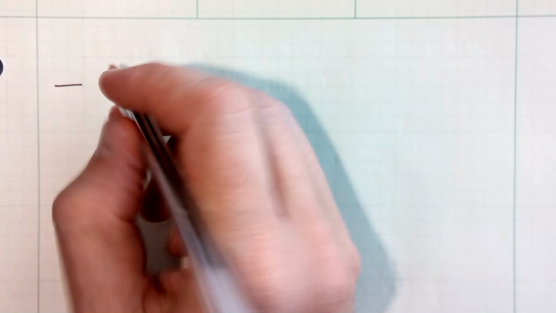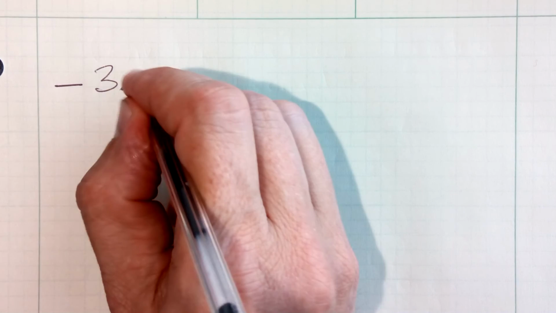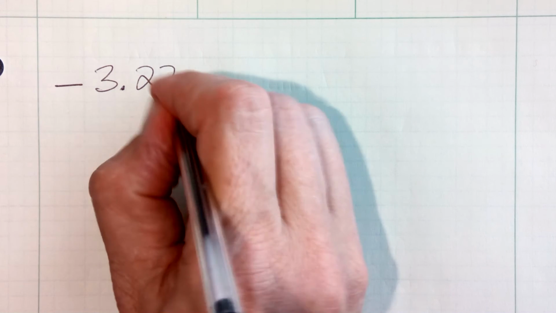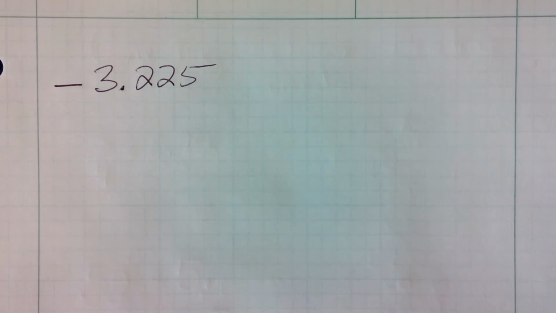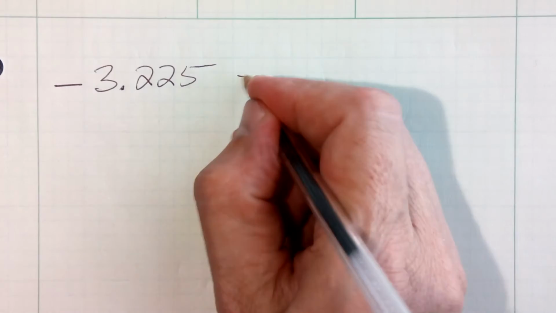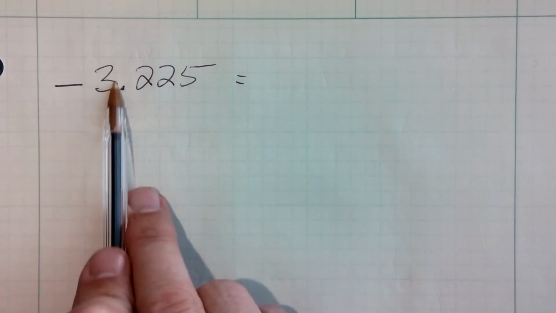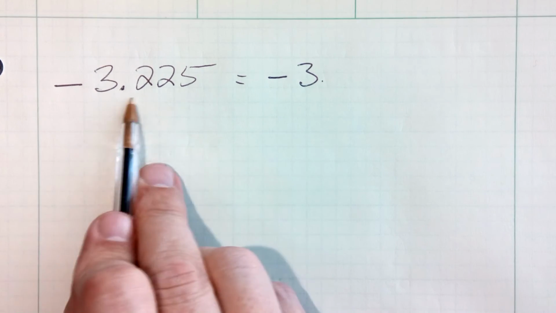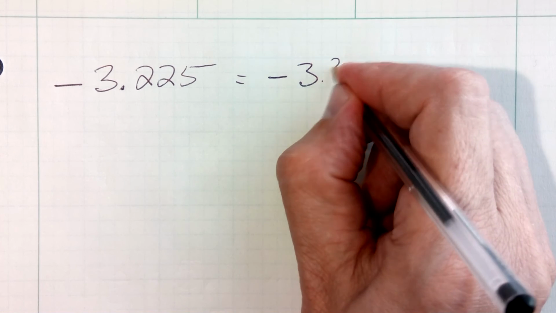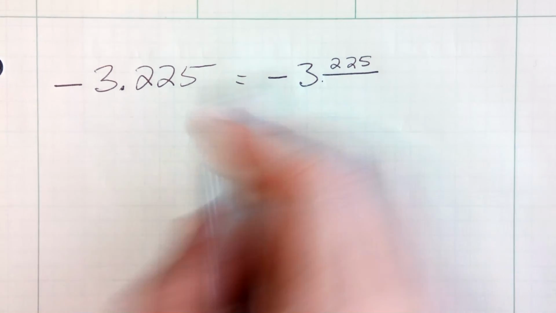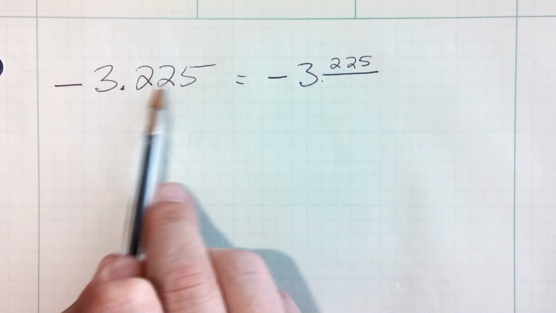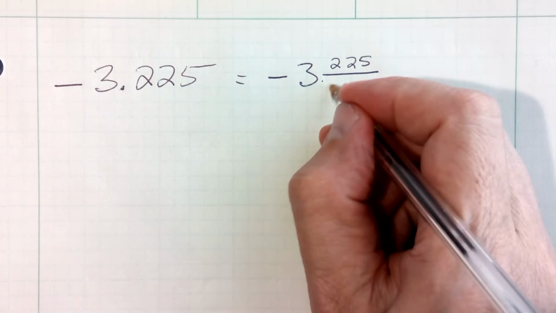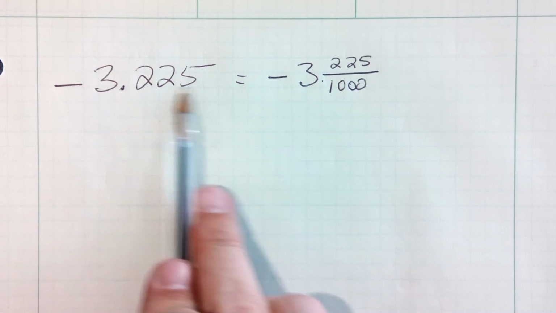So again, let's do one more as a mixed number. Let's say I give you negative 3.225, and I want to convert that to a mixed number. What I would do is leave the whole part the way it is, negative 3, and then take the decimal and put 225 over 1,000, 3 zeros because we're 3 decimal places out.